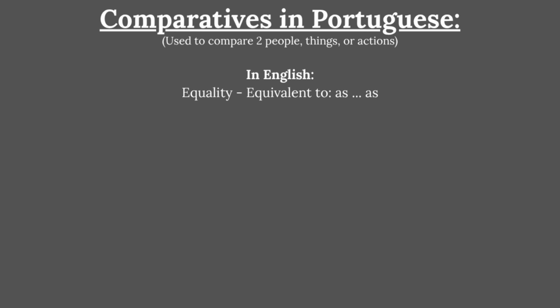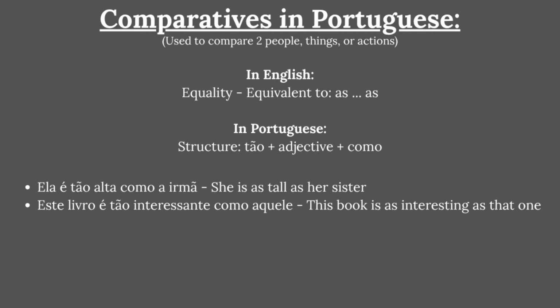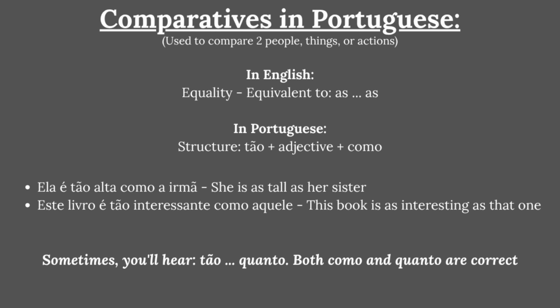Now, we can see comparisons of equality, which follows tão plus an adjective plus como, and it means as. Some examples are: Ela é tão alta como a irmã. Este livro é tão interessante como aquele. As a note, you can also sometimes hear tão, quanto, so both are correct.